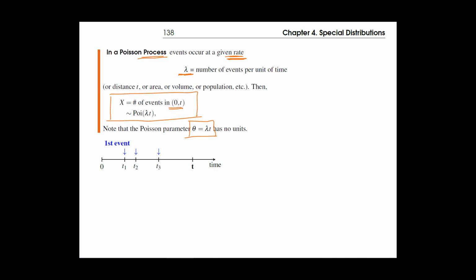Now, because t can change, and it often does, we refer to it as a process. But it's just like a random variable.